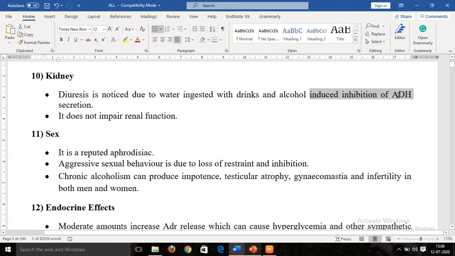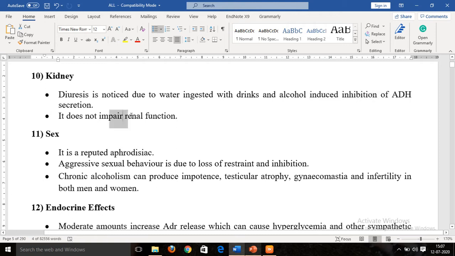results in inhibition of ADH secretion, that is anti-diuretic hormone, secreted by the posterior pituitary gland. Now this hormone results in a decrease in the urine output. Since alcohol is inhibiting the secretion of ADH, the opposite action will be shown, that is, diuresis will be produced.